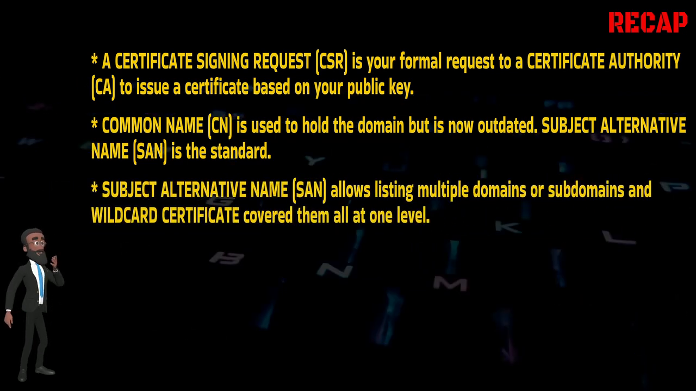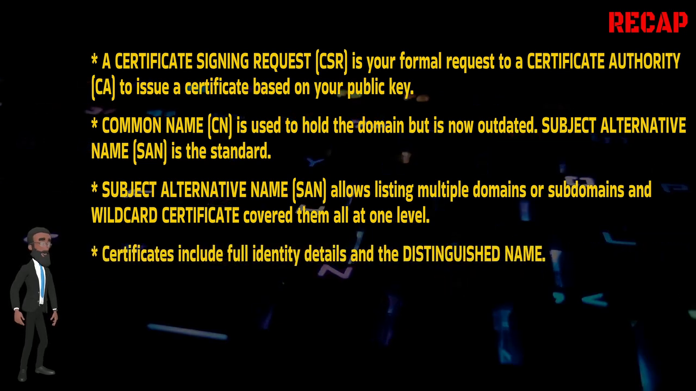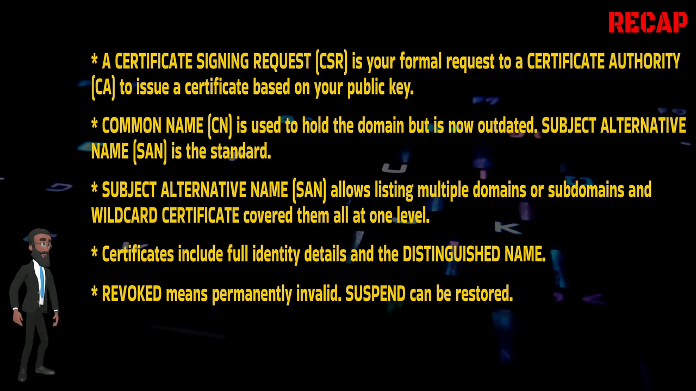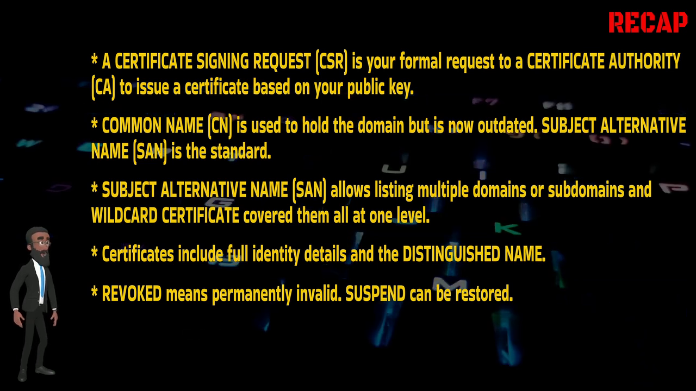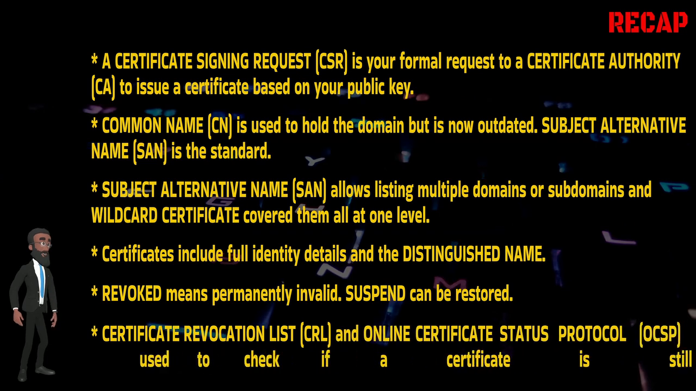We learned certificates include full identity details in the distinguished name. We learned revoke means permanently invalid, suspend can be restored. And finally, we learned CRL and OCSP are used to check if a certificate is still valid.